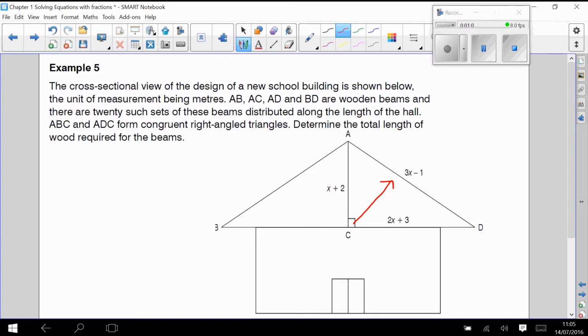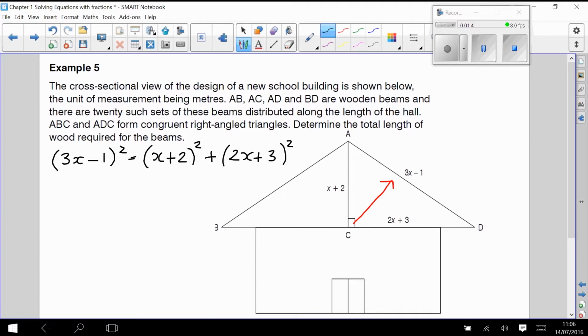Pythagoras states that the square of the long side, which is the hypotenuse, so that's going to be (3x minus 1) squared, is going to be equal to the sum of the squares of the two shorter sides. Well, those are the other two sides of the triangle. The one shorter side is shown by x plus 2, so that side squared plus the other side, which is 2x plus 3, all squared, should give me the answer.